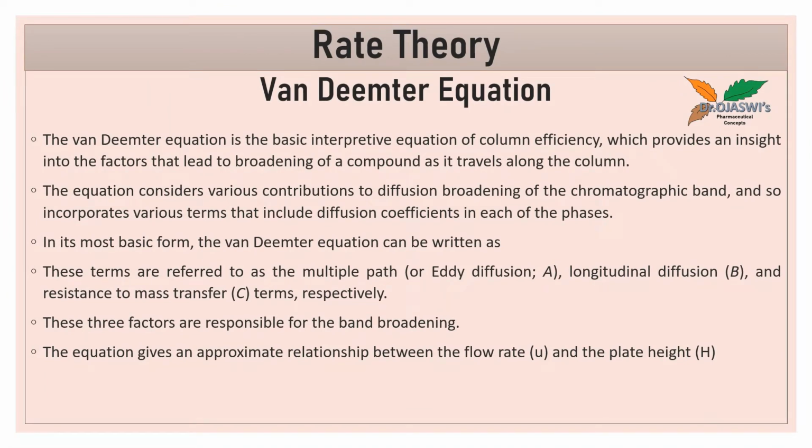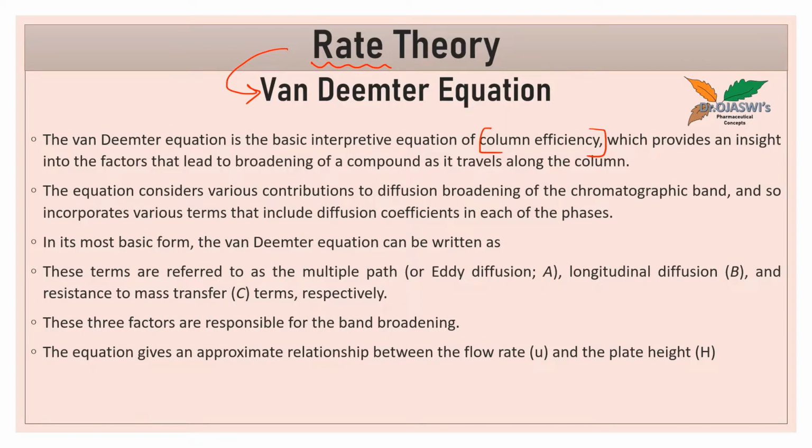As discussed earlier, plate theory has its own limitations, that it doesn't describe the parameters which are responsible for band broadening. And that is overcome here in rate theory, and the mathematical expression of rate theory is given by the Van Deemter equation. The Van Deemter equation is the basic interpretive equation of column efficiency, mainly with respect to the peak width or band broadening whenever the compound is traveling down the column.